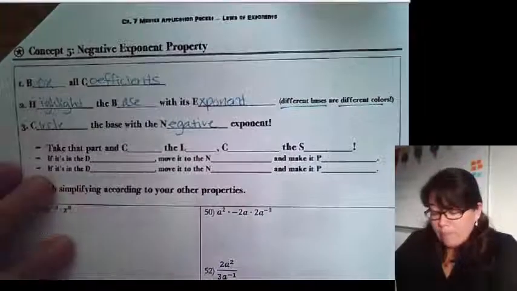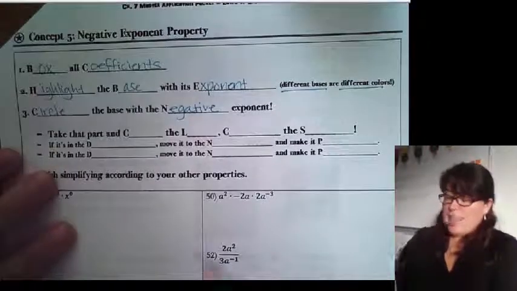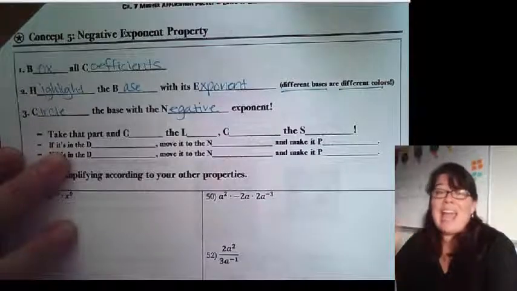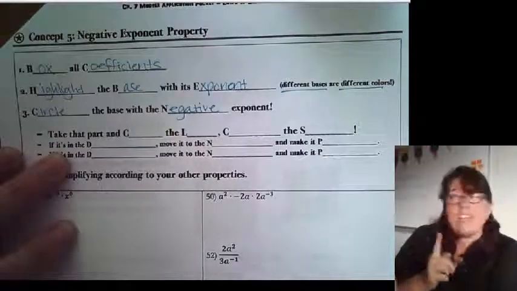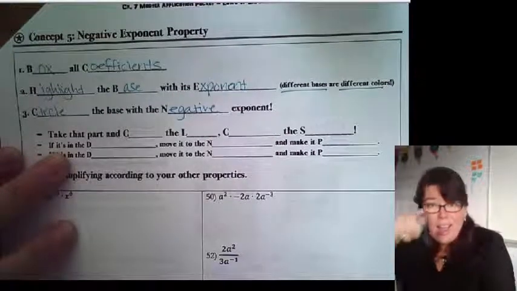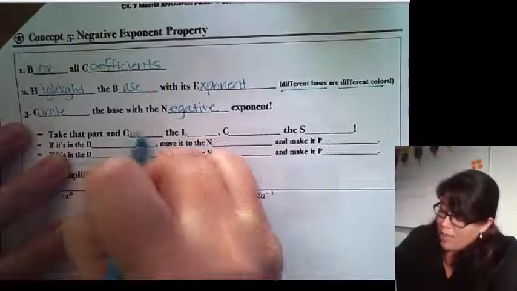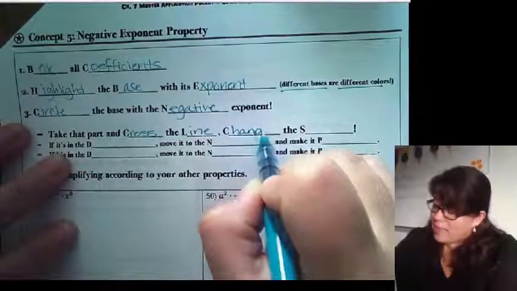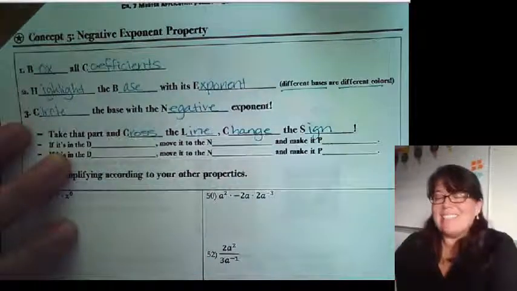We're going to circle them, and then we are going to take the part that we circled, and we're going to cross that line and change that sign. Cross the line, change the sign. That's right. I want it stuck in your head tomorrow when you come to class. Cross that line and change that sign. We'll take a look at what that means in just a minute.